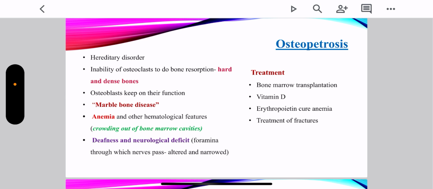So that was about the bone diseases. We had discussed in detail about osteoporosis and talked about osteopetrosis as well.